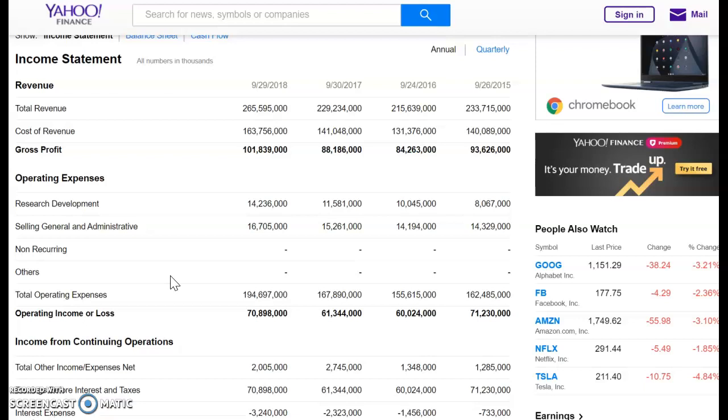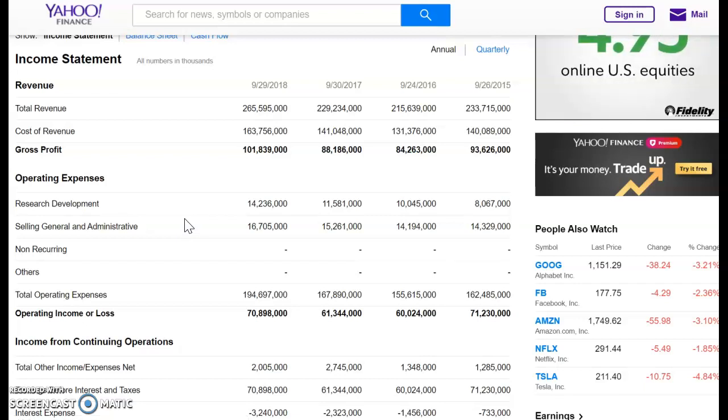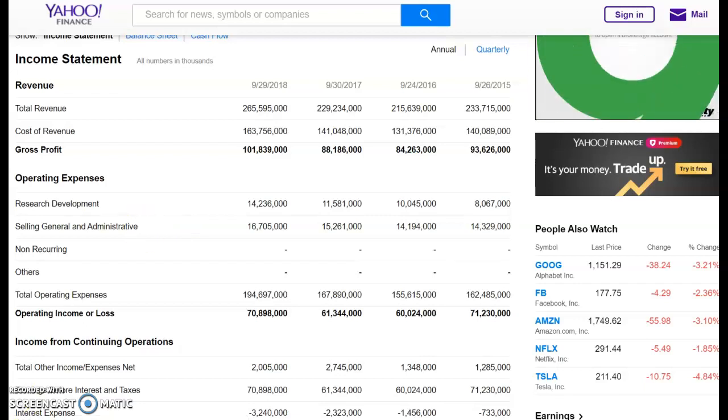Also, lenders. If the bank has loaned money to Apple, they will want to see, is Apple making enough of a profit to pay back the loan? This is very important to the lender. So it's really important to understand that creditors and investors look at the financial statements.